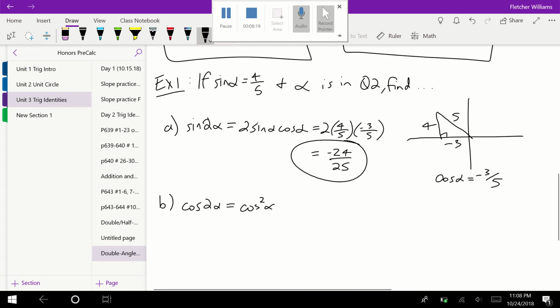Well, that's just cosine squared alpha minus sine squared alpha. Substitute what we know. Minus 3/5 squared minus 4/5 squared, or 9/25 minus 16/25, which is just -7/25.